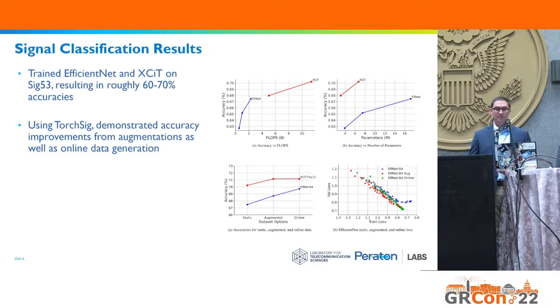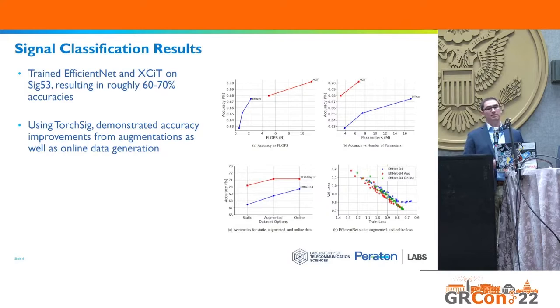As one final step, since the TorchSig toolkit is capable of generating the SIG53 data set, we did what we're calling here an online experiment. So this online experiment is, rather than pulling from the static previously generated SIG53 data set, since TorchSig gives us all this generation already, we can just continue evaluating against the static impaired validation set.